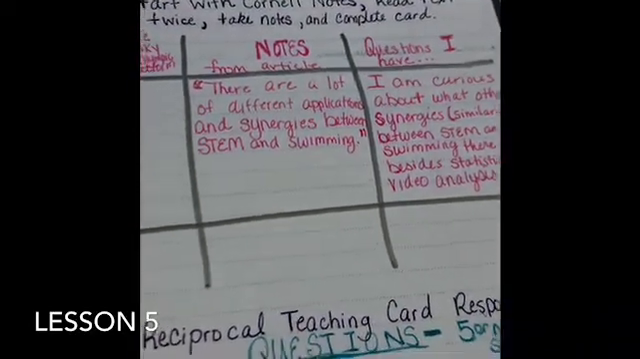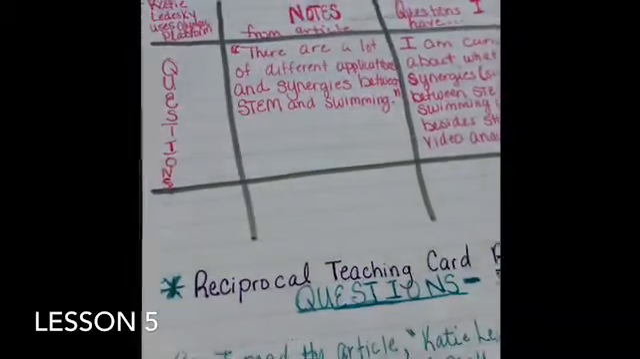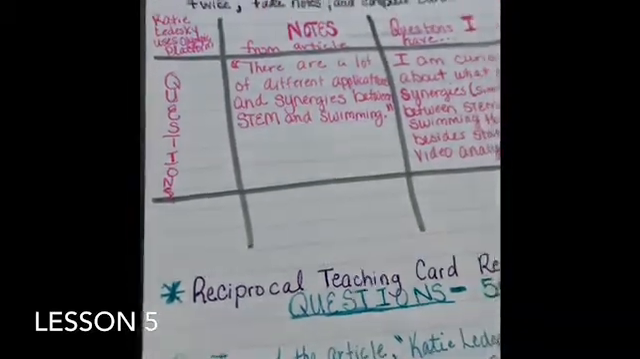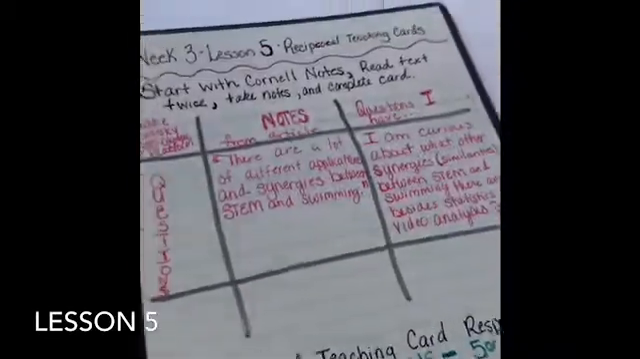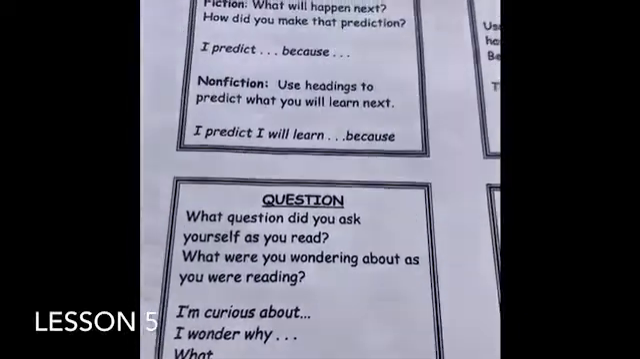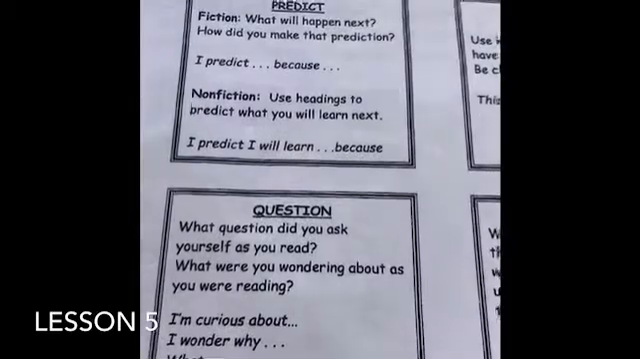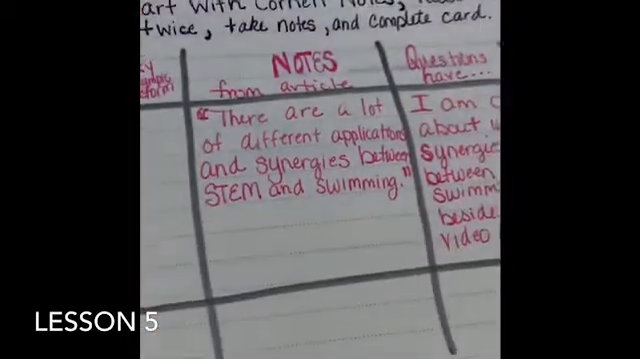Now, after I read this the first time and started highlighting, as I was reading, I felt like there were a lot of questions that I had or things that I wanted to know more about. So because of that, I chose the question reciprocal card. So as you can see here, as I was reading, when I had a question, I would stop and jot, and I would take notes from the article.